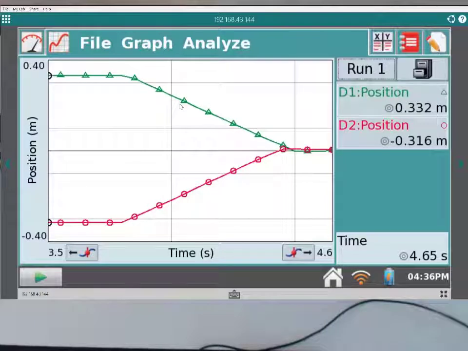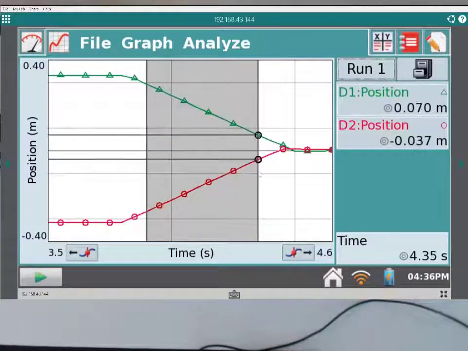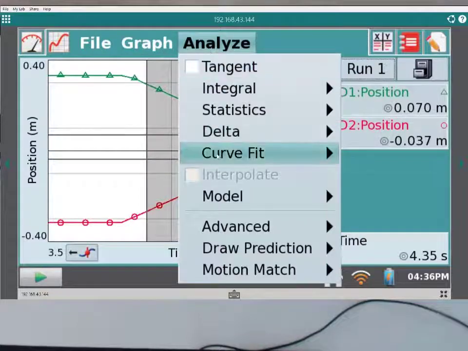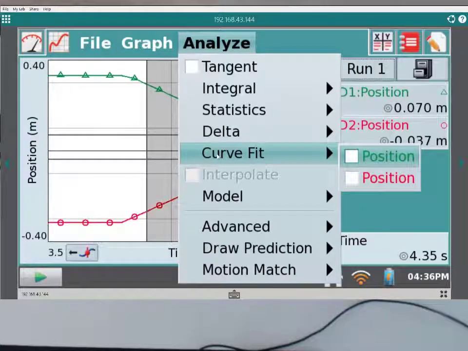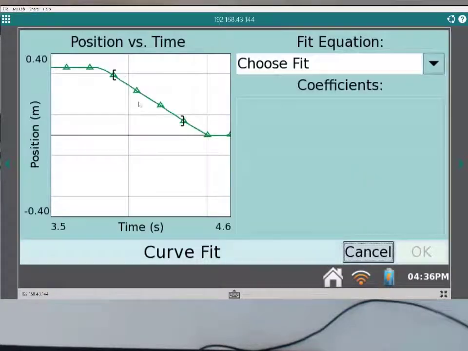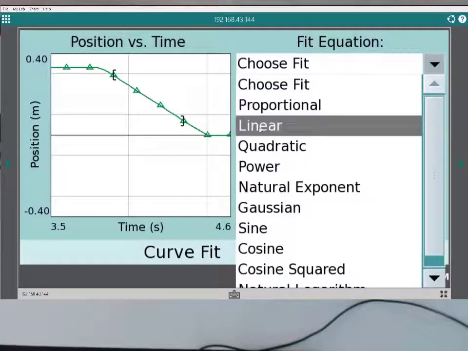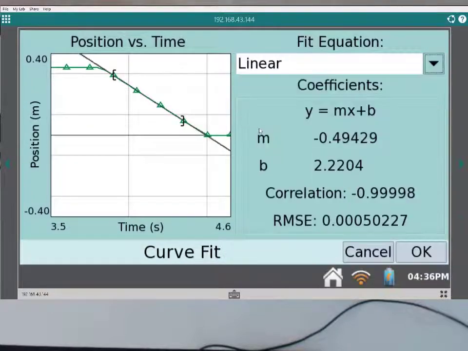Okay, remember our green cart is cart number 1 moving to the left after the explosion. We're going to analyze that first. To get its final velocity after the explosion, I just need to find the slope of this green function. So I'm going to go to Analyze, and I'm going to go to Curve Fit so that I can see what the slope, signified by the m parameter, as in mx plus b, is. It's showing me the section of the function I'm analyzing. This is linear, so I'm going to select the linear fit.